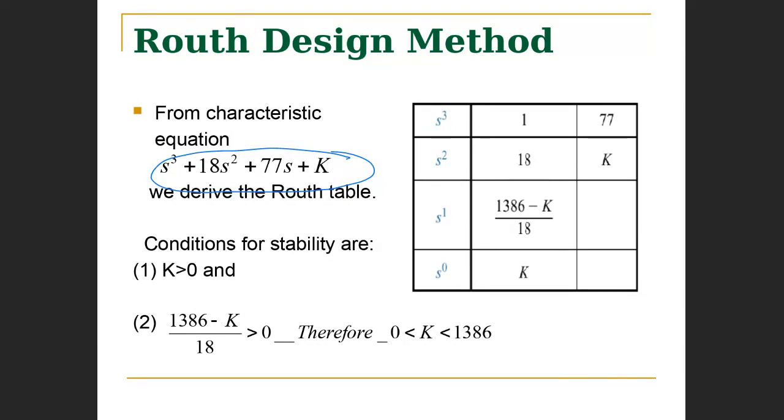So that is the characteristic equation, and it's not difficult to populate the first two rows with that polynomial. The first element is going to be 1, because it's the coefficient of s cubed. Skip that, go to s to the 1, and that becomes 77. Then you move to the next row, so it's going to be 18 and k.